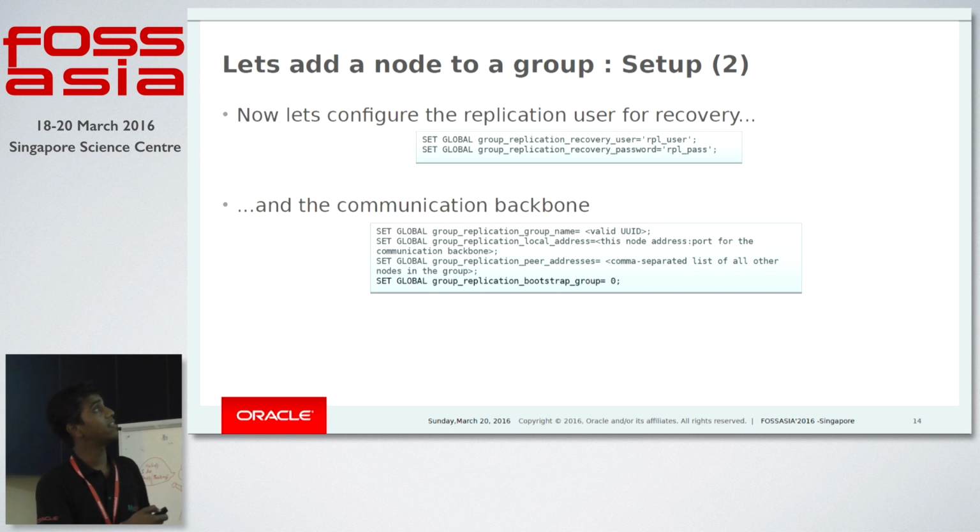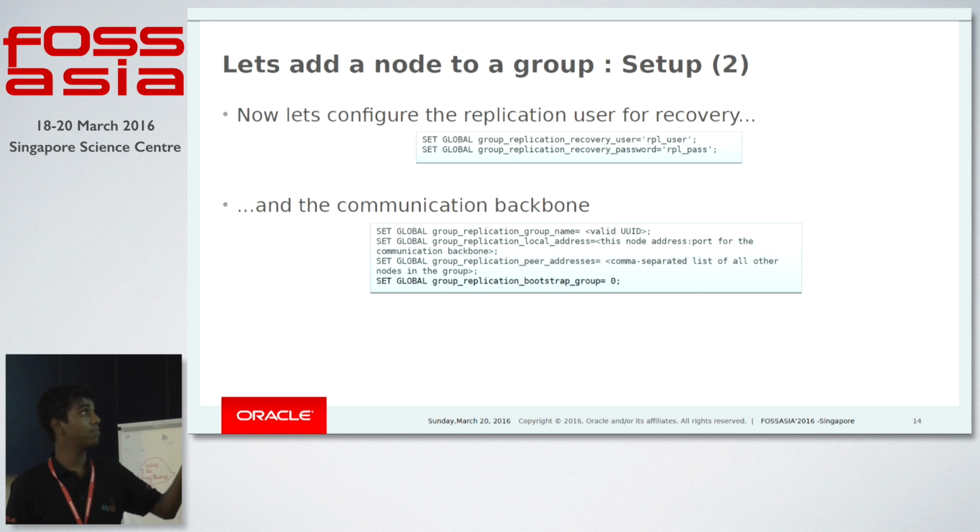Okay. So these are the two variables that we need to set when we add a new member, which is the recovery user and the recovery password. In group replication, it's very easy to add members in the group and make sure that the data is already there on that new member by setting these two credentials, which will be used to connect to one of the donors, being one of the online members in the group at any instant.